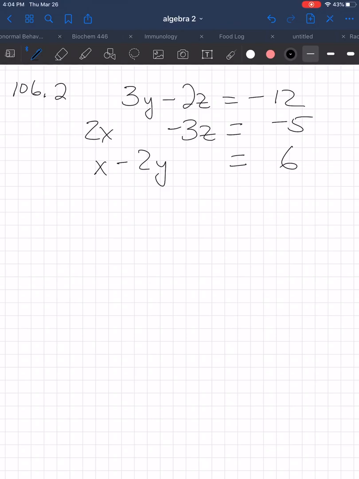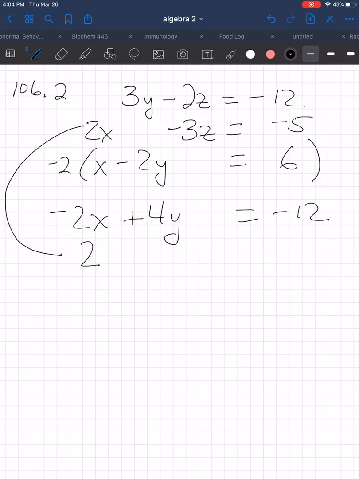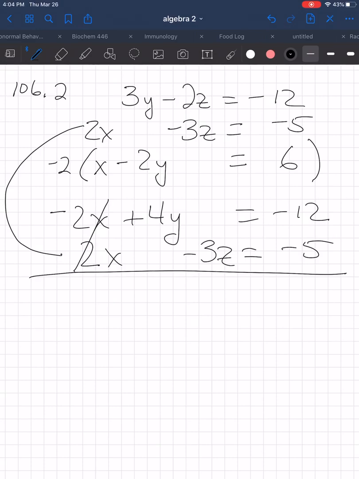Okay, maybe you pick something different than me. The easiest way that I see is to multiply this one by a negative 2. So this will become minus 2x plus 4y equals negative 12. And then I'll take this one down here. It's 2x minus 3z equals negative 5. So adding those together, that drops out. We have 4y minus 3z equals negative 17.